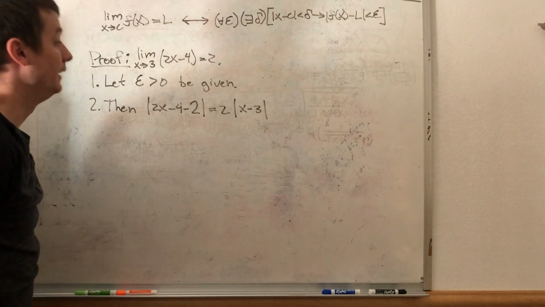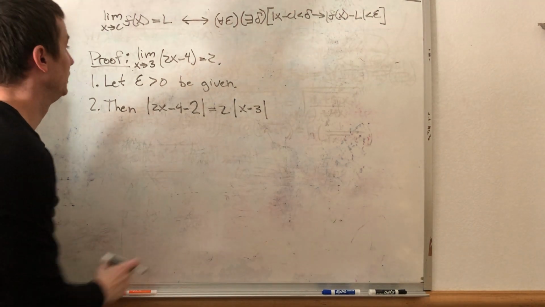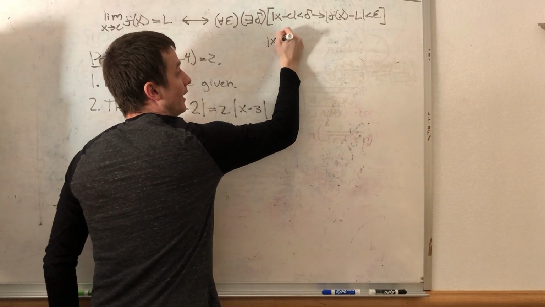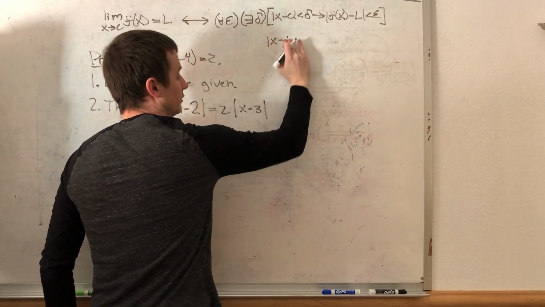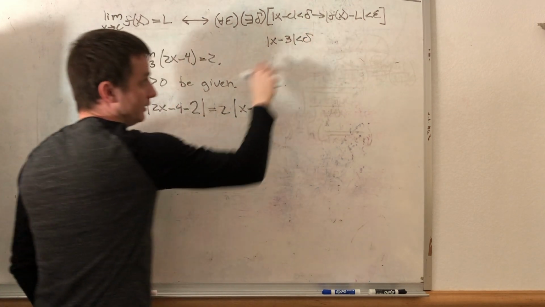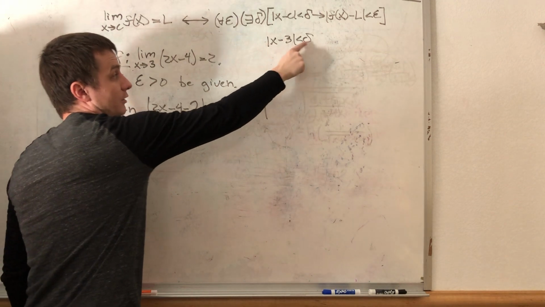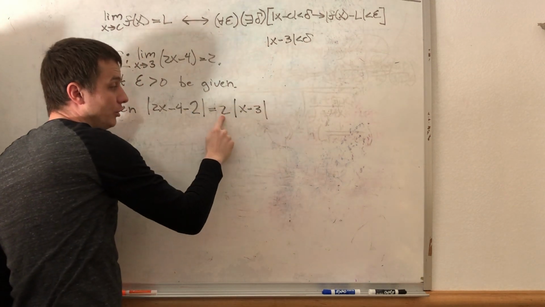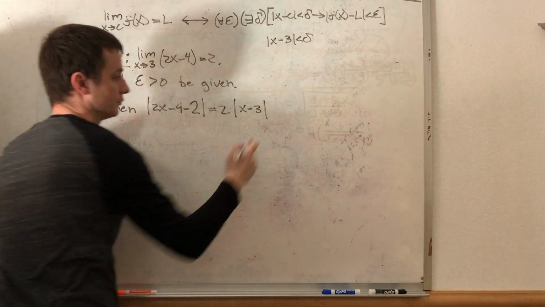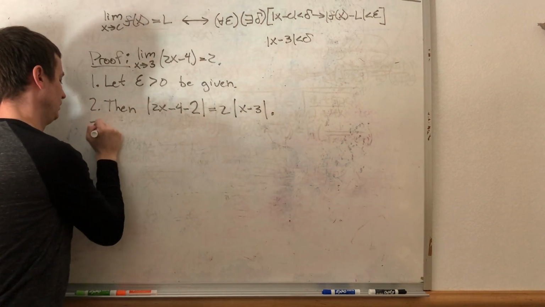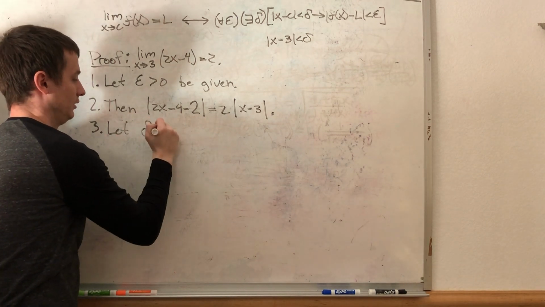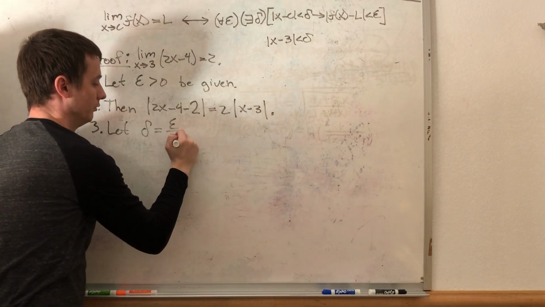So now our delta already pops out at us, because notice that this part of the expression is x minus 3. c is 3 for us. So we are trying to find a delta such that if |x minus 3| is less than delta, then 2 times |x minus 3|, which is the same as this whole expression, is less than epsilon. So I'm going to say: let delta equal epsilon over 2.